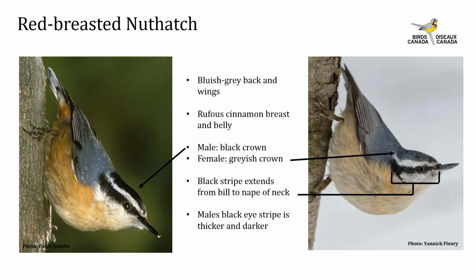The white-breasted nuthatch's cousin, the red-breasted nuthatch, has a bluish-gray back and wings with a distinct rufous cinnamon-colored breast and belly. Similar to the white-breasted nuthatch, the red-breasted nuthatch males have a dark crown, whereas the females have a grayish crown. Below that dark crown is a white eyebrow, followed by a black eye stripe that extends from the base of their bill to the nape of their neck. And the male's black eye stripe is generally darker and thicker.